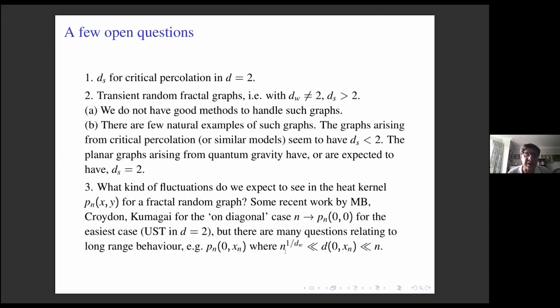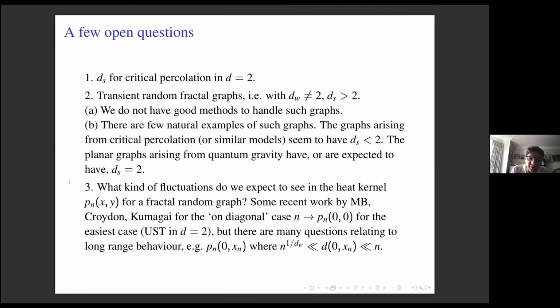So I'm going to conclude these lectures by mentioning a few open questions very quickly. We already saw that we don't know what the spectral dimension is for critical percolation in two dimensions. If we look at transient random fractal graphs, we really don't know very much. We don't have good methods to handle such graphs, but also so far we don't seem to have encountered very many natural, or any really natural, challenging examples of such graphs. The graphs arising from critical percolation and similar models seem to have spectral dimensions smaller than 2. And the planar graphs like the UIPT arising from quantum gravity seem to have d_s equals 2.